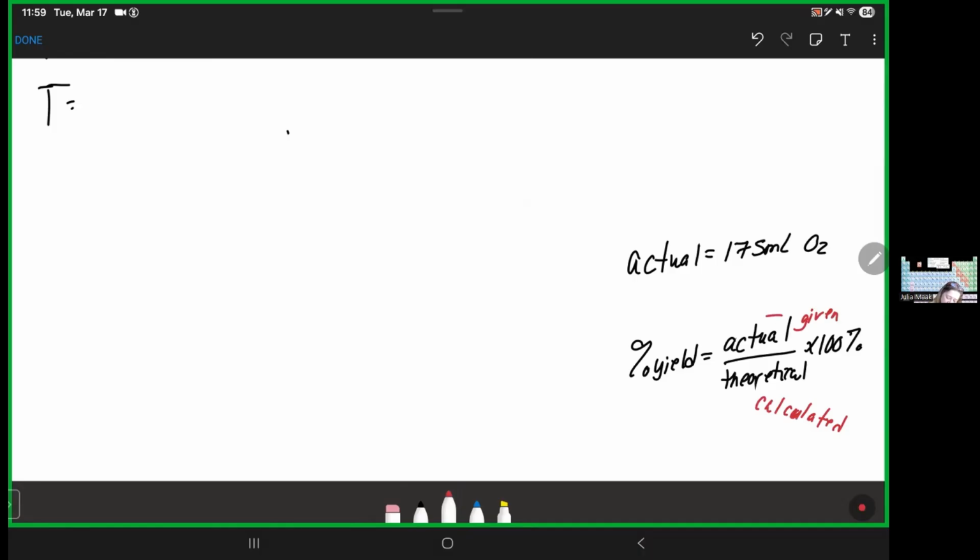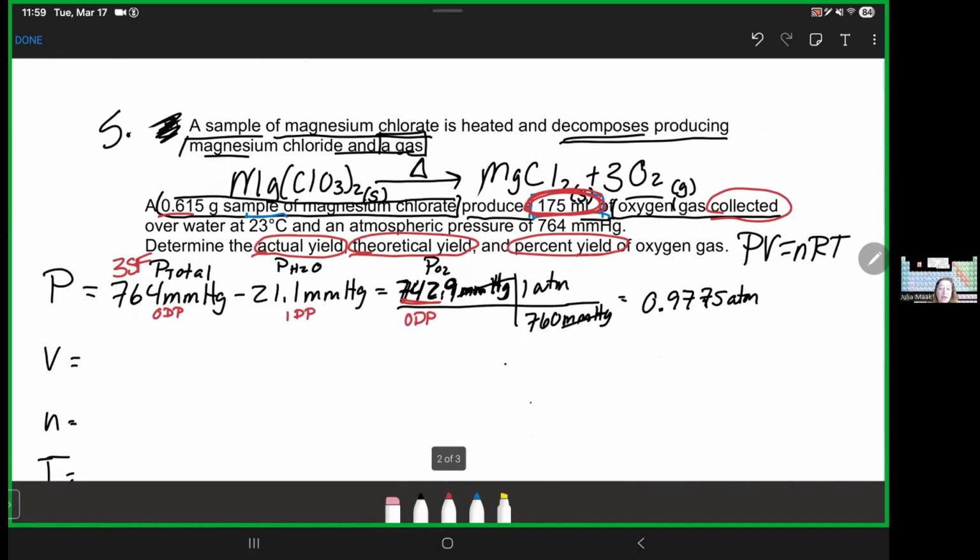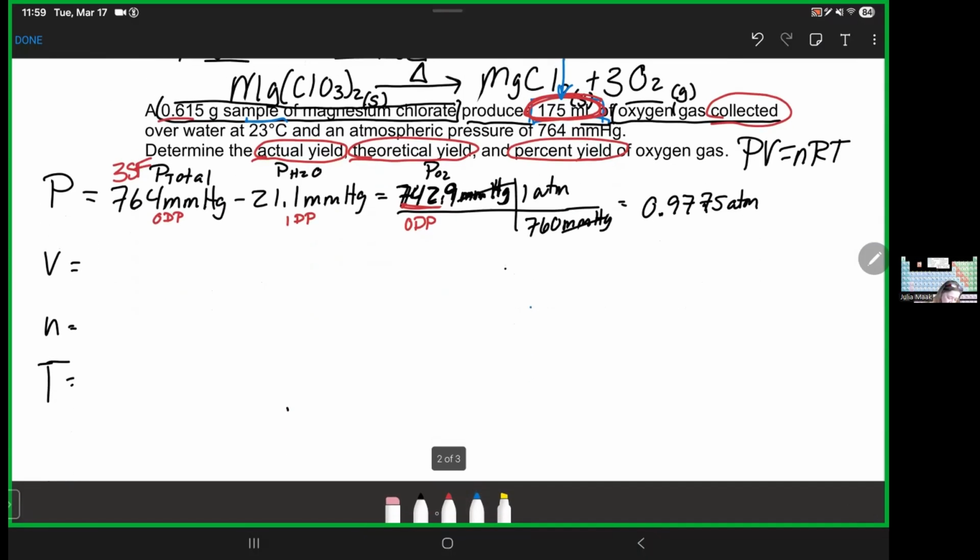Okay, so our actual has to be given to us. In a gas law, if they are asking for percent yield, the volume that they give you will always be your actual. Which means that volume does not go in the volume for your gas law. That doesn't go there.